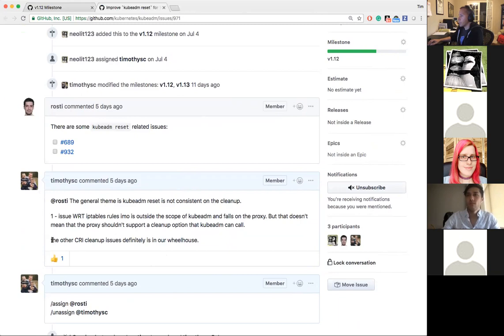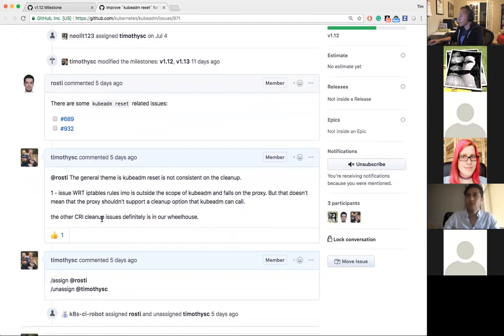But the other one that is a known is using CRI tools to basically clean up all of the legacy containers that are hanging out. So should we clean the containers? That's the question. Well, we do that with Docker, right? It works for Docker, but it doesn't work for the other CRIs. I do know that containerd was leaking containers at the end of a run if you're doing kubeadm reset.